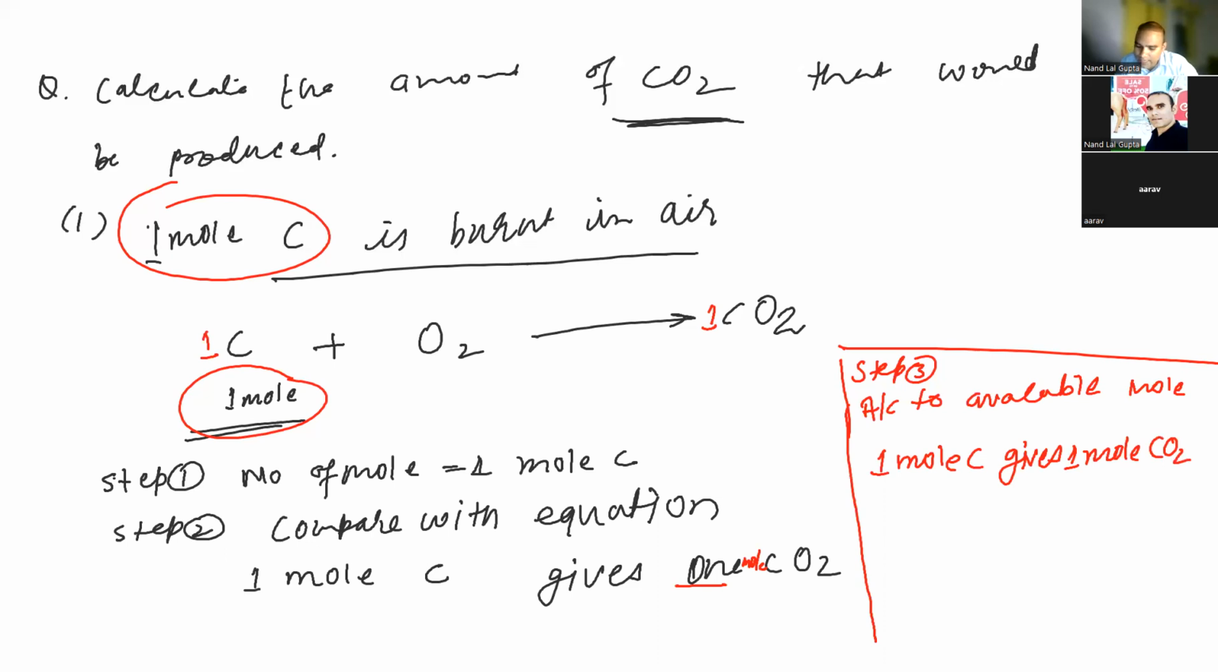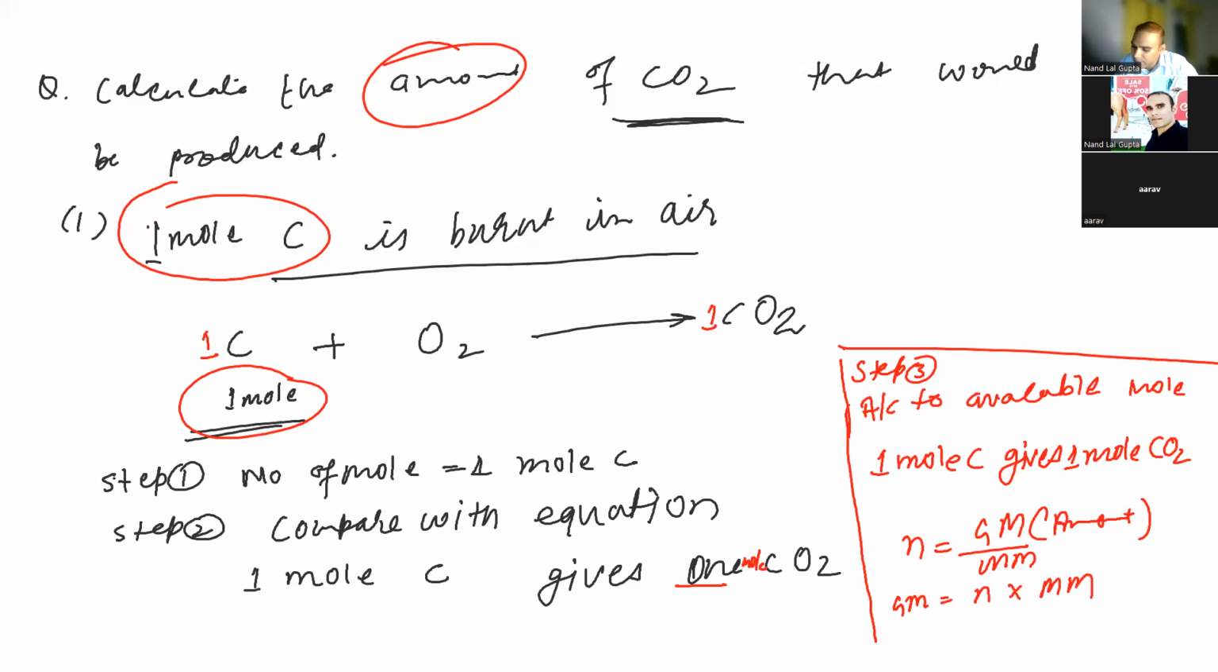So they are asking for the amount. n is equal to given mass upon molar mass. Given mass is nothing but the amount, right? So given mass is equal to n into molar mass. The number of moles here is 1 mole, giving 1 mole of CO2. They are asking for CO2, so here I am writing 1. What about the molar mass of CO2? Can you guess the molar mass of CO2?